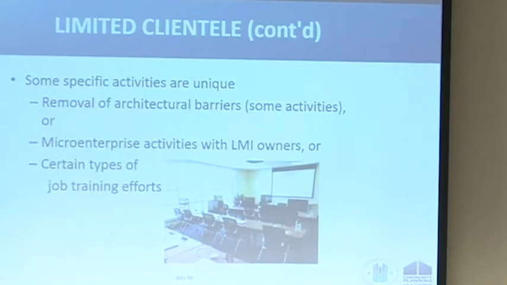So removal of architectural barriers. And it's one of those situations where we can actually do government buildings, okay? It's the only thing that we can actually do at City Hall is do ADA improvements, okay? Or buildings of local general government, you might say. Okay? And then we have micro-enterprise activities. We have other certain types of job training efforts, which Chris is going to discuss in more detail in the economic development portion of the training.